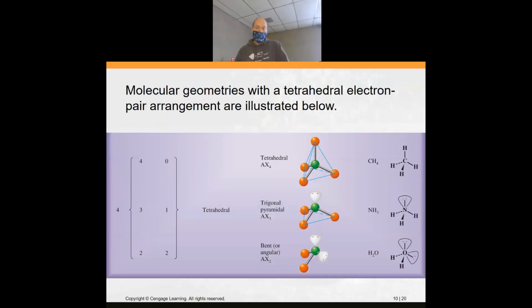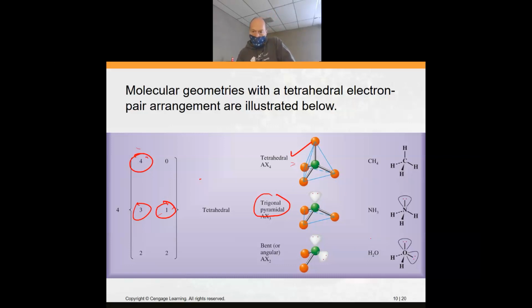So your tetrahedral, if all 4 directions are bonding, you simply have tetrahedral. When you have 3 of them that are bonding and 1 that is a lone pair, and it's invisible, then you have a trigonal pyramidal. You have a triangle base that goes up. It's not flat, and so it is a pyramid. It is not trigonal planar. It is trigonal pyramidal.